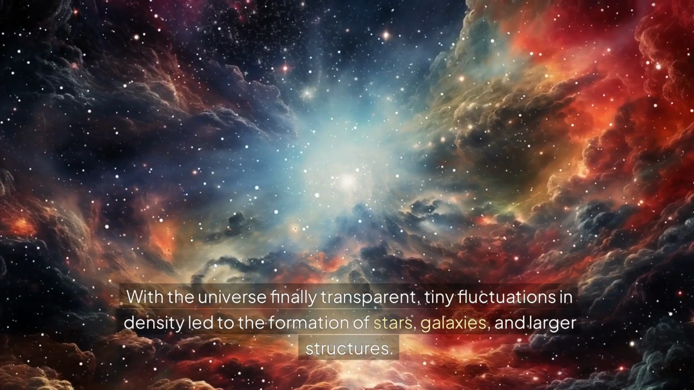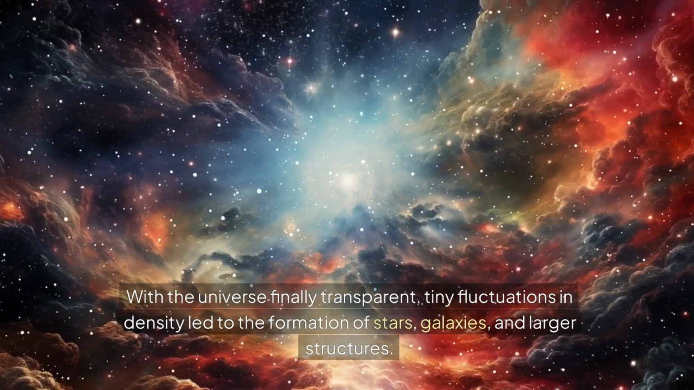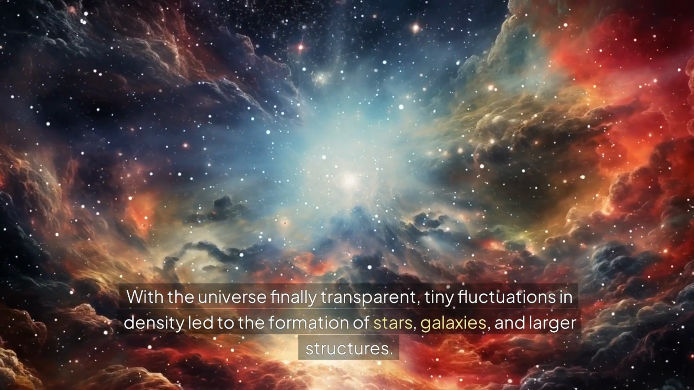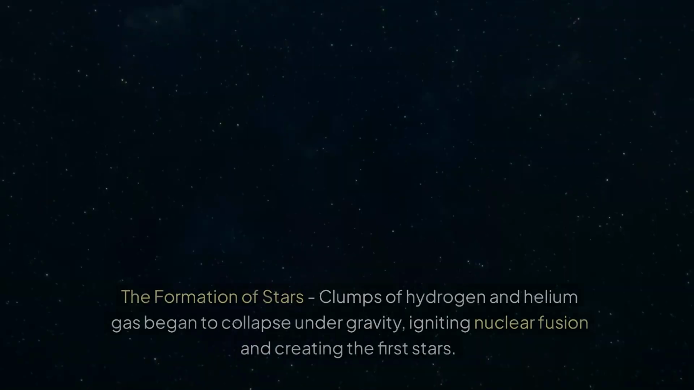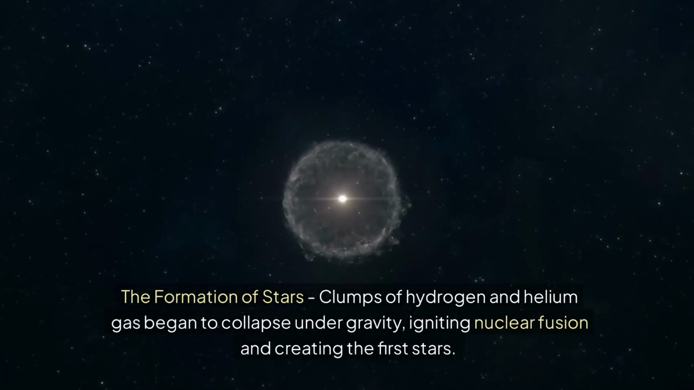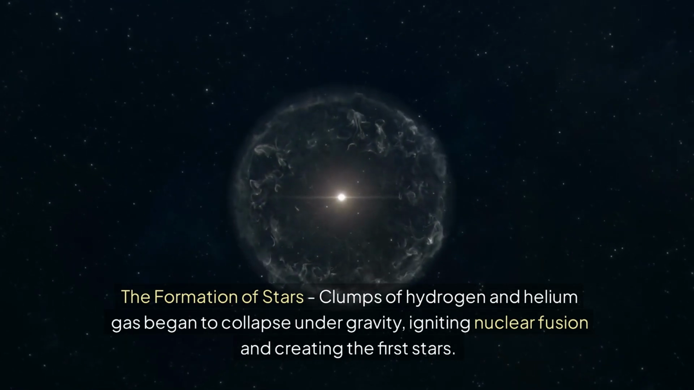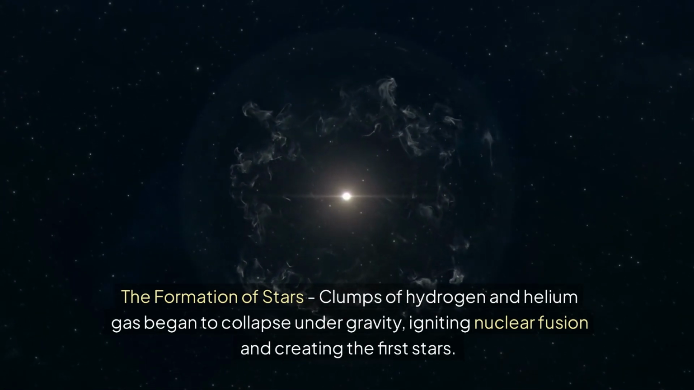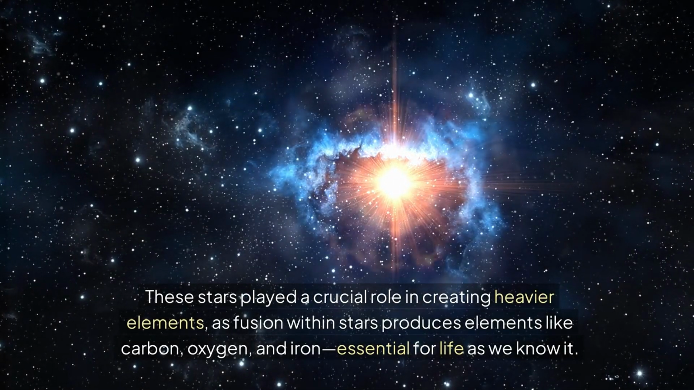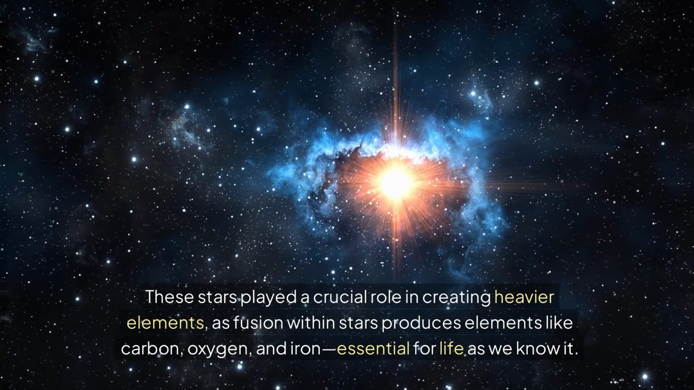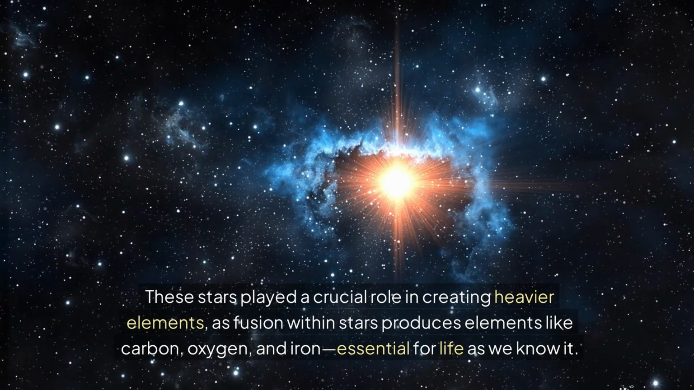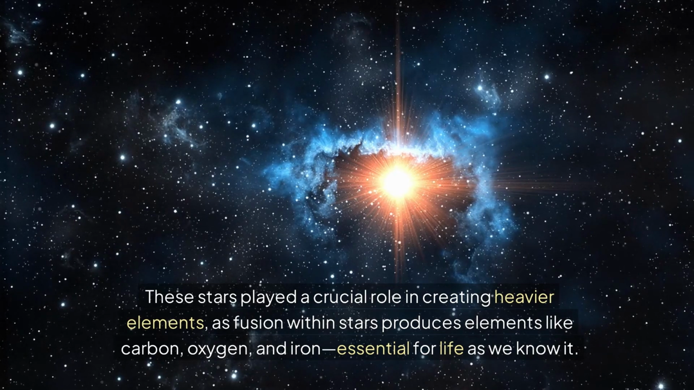This first light provided the earliest snapshot of the universe. With the universe finally transparent, tiny fluctuations in density led to the formation of stars, galaxies, and larger structures. The formation of stars: clumps of hydrogen and helium gas began to collapse under gravity, igniting nuclear fusion and creating the first stars. These stars played a crucial role in creating heavier elements, as fusion within stars produces elements like carbon, oxygen, and iron, essential for life as we know it.